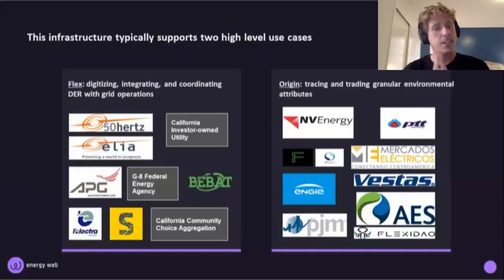On the right, slightly different use case. It's about using the same technology stack to support something we call Origin, which is about tracing, tracking, and trading really granular environmental energy attribute certificates. And we've got a number of examples from the EnergyWeb ecosystem shown here, just talking a bit about what that looks like. So I just want to provide two specific examples before I pass it off to the next speaker.